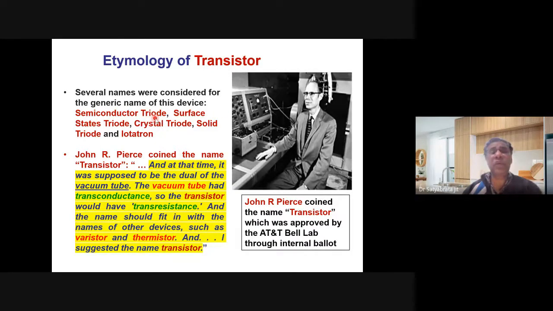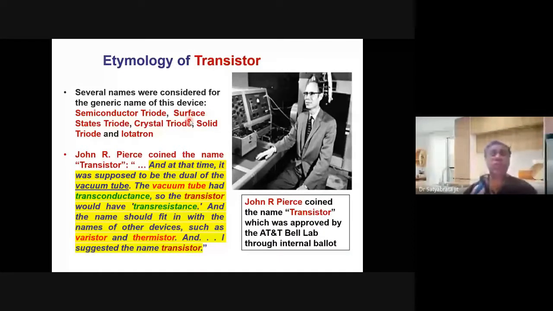Some were semiconductor triode, because at that time vacuum triodes, pentodes, all these things were existing. So semiconductor triode, surface states triode, crystal triode, solid triode, iotatron. These are some of the names that were coined for the transistor. But out of these, J. R. Pierce coined the name transistor. In his words, I would like to mention here, at that time it was supposed to be the dual of the vacuum tube.